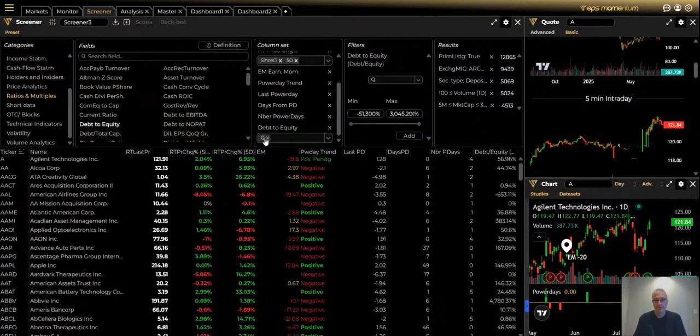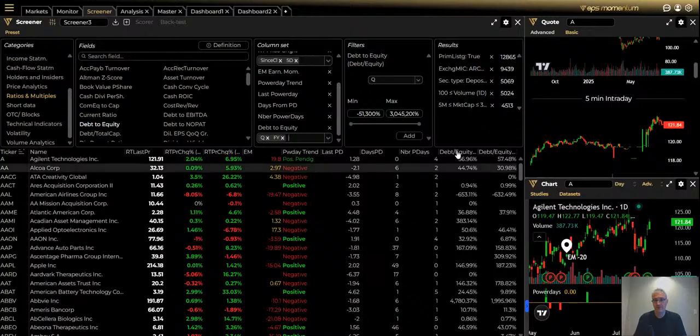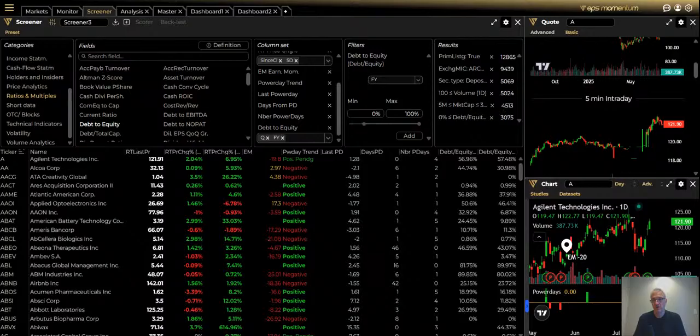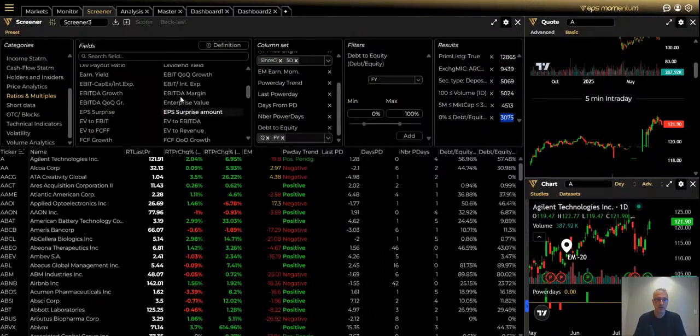And this is the debt to equity ratio from Q, so the last quarter, but I can have the last full year. So have both of them, right? And here I can filter and say, well, I want the last full year to be between 0 and 100%, not more, right? I don't want too much debt. So I'm going from 4,500 stocks to 3,075. So pretty powerful already. This is great, and I can go on and on and on with everything.